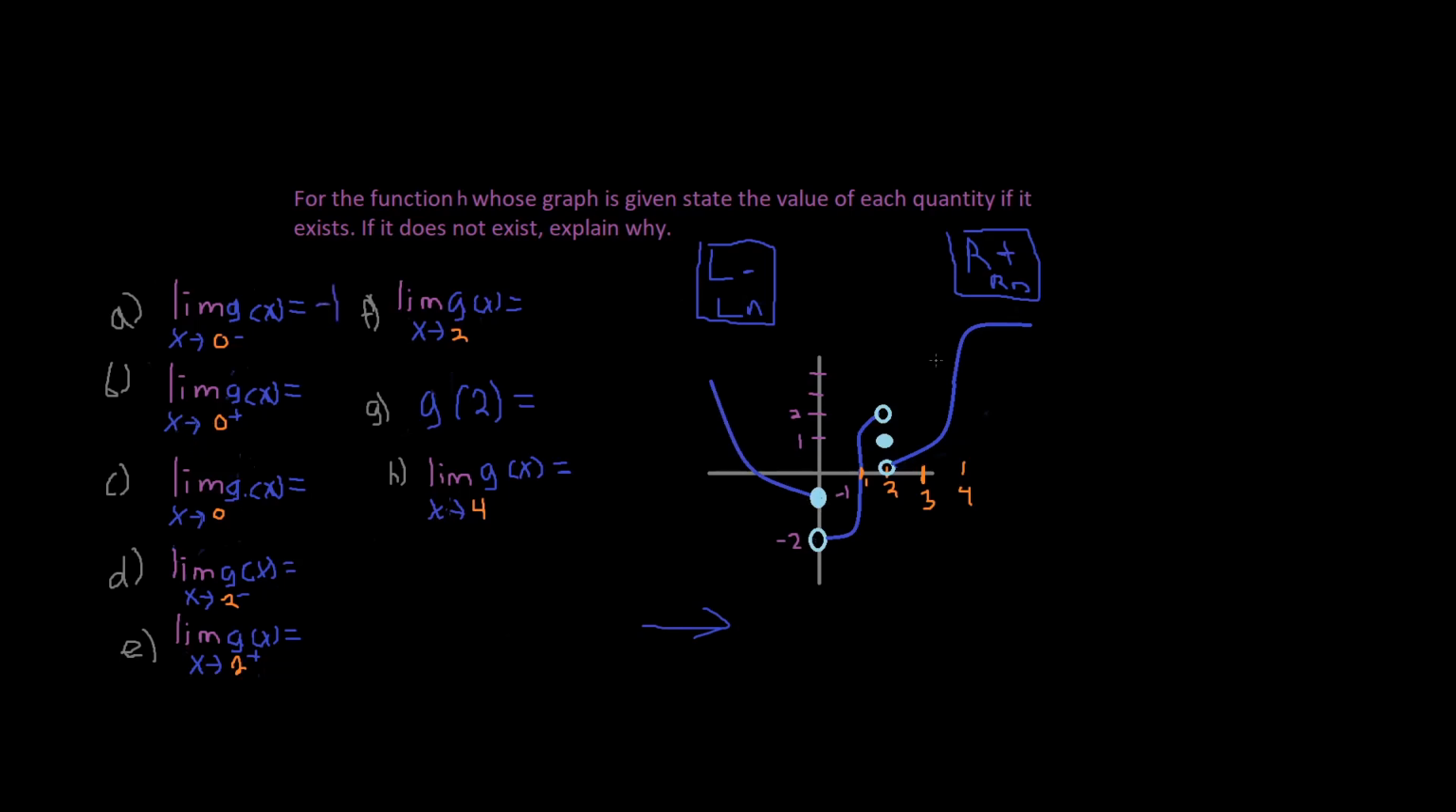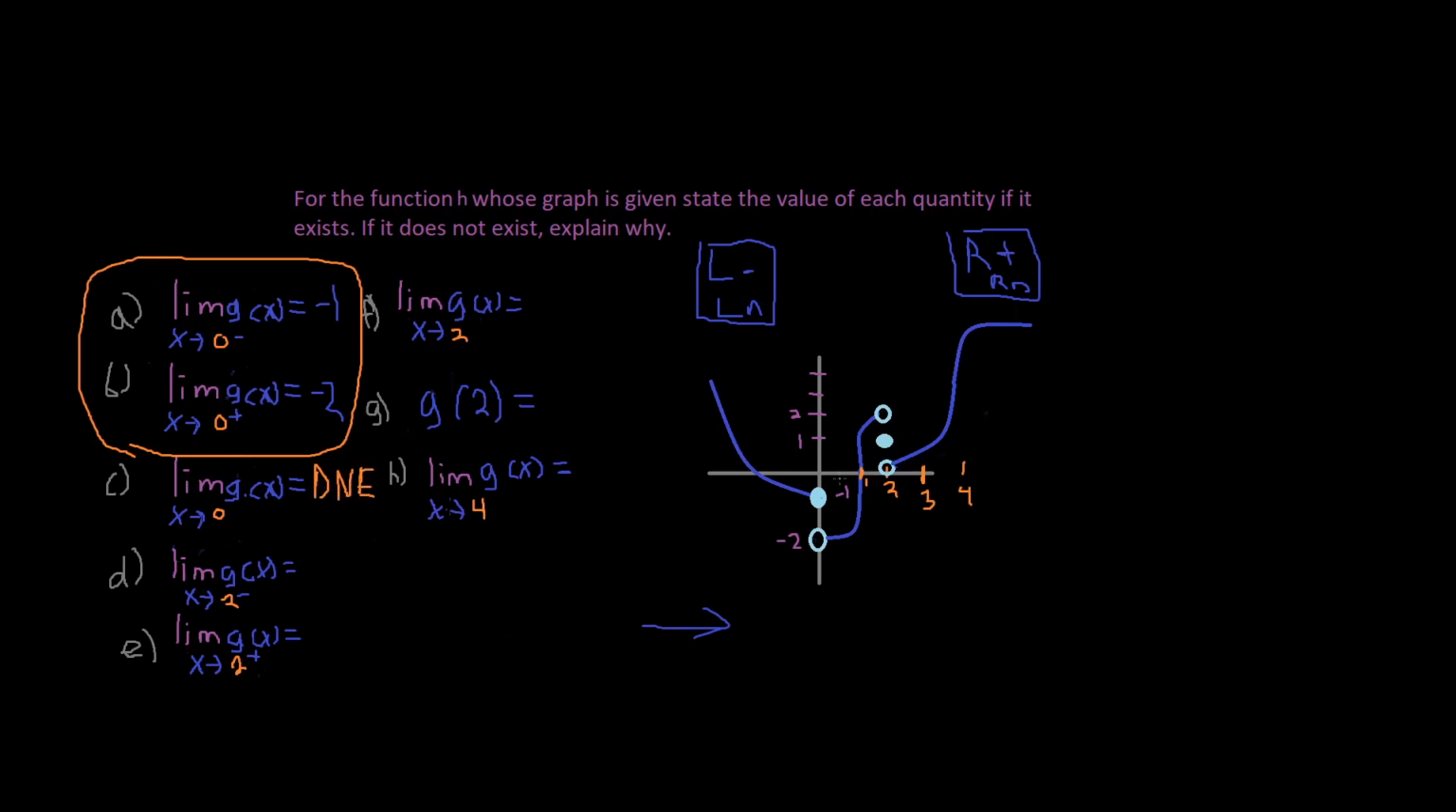Alright, so 0 from the right hand side. So we're going over here, following this curve. Oh, it looks like it's -2. Alright, now it says the limit of g of x as x approaches 0. And so how do we know what this is? Well, we need to know that our limits approaching from the left hand side and the right hand side are equal. It doesn't look like it's equal, so it does not exist.